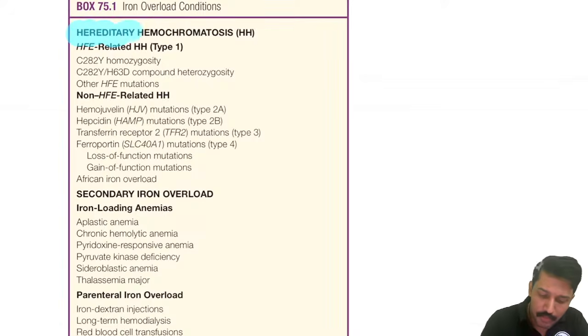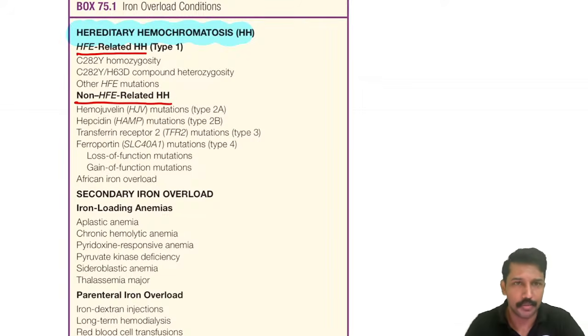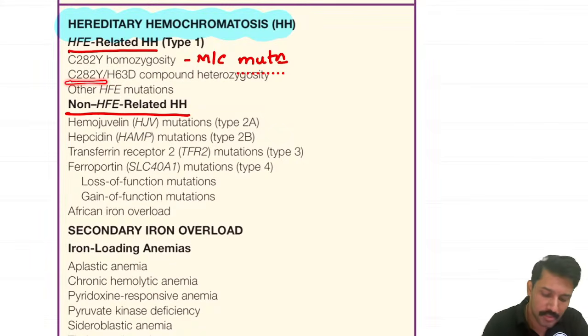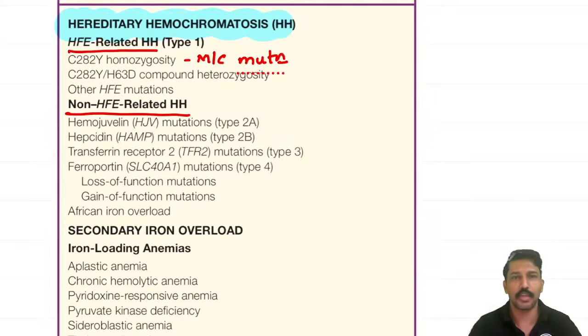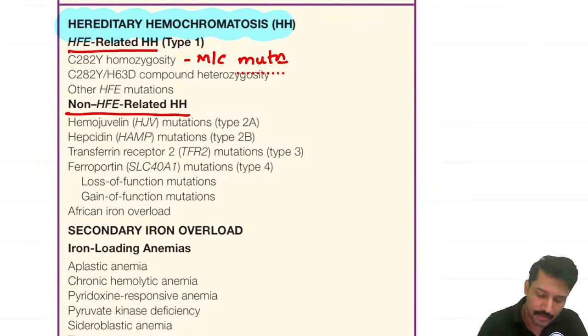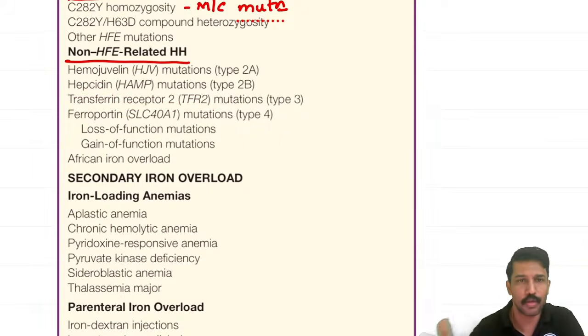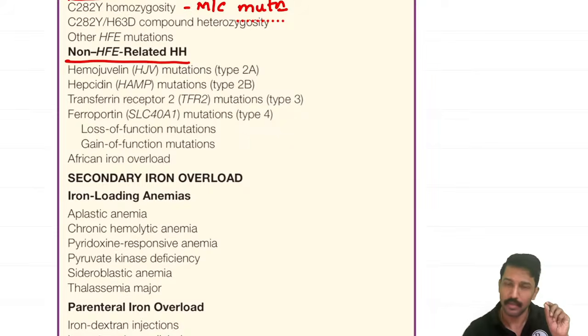So first we were talking about hereditary hemochromatosis, and I just told you that I can divide that into HFE gene related and non-HFE gene related. For HFE gene related, the homozygous C282Y mutation is overall the most common mutation that we encounter in hemochromatosis. Other than that, we can have a compound heterozygosity where one gene carries the C282Y mutation and the other gene carries the H63D mutation, and other mutations in HFE. Non-HFE includes hemojuvelin, hepcidin, and transferrin receptor 2. So these are all causes of hereditary hemochromatosis.